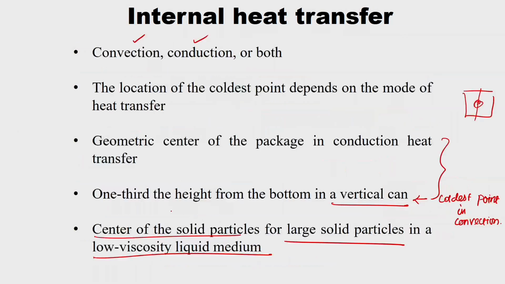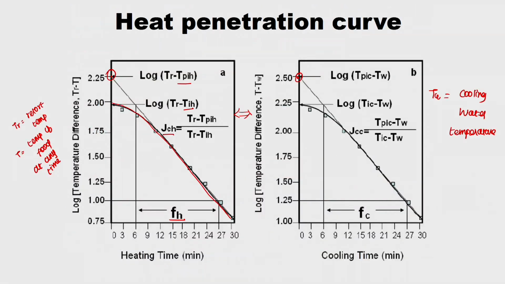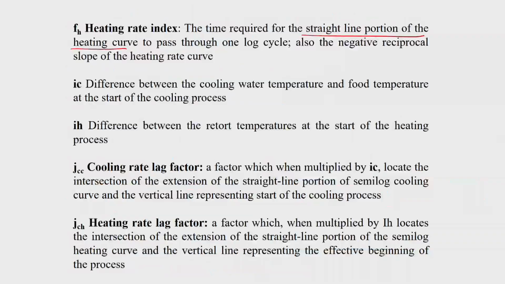So, that is the heating rate index, the time required for the straight line portion of the heating curve to pass through one log cycle. Sometimes it is called the negative reciprocal of the slope of the heating curve. So, 1 upon this is nothing but FH. So, FH is the reciprocal of the slope, right.